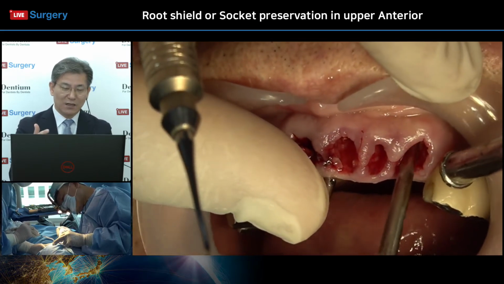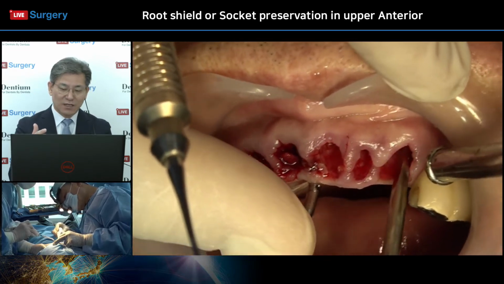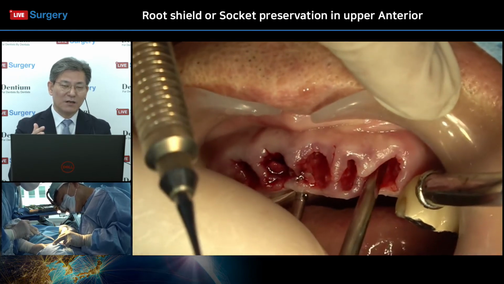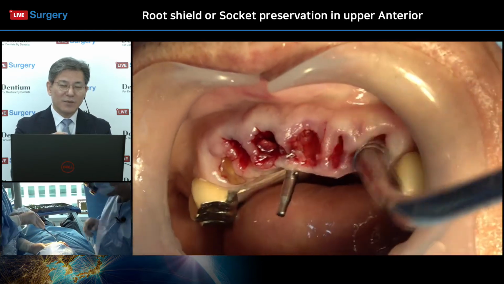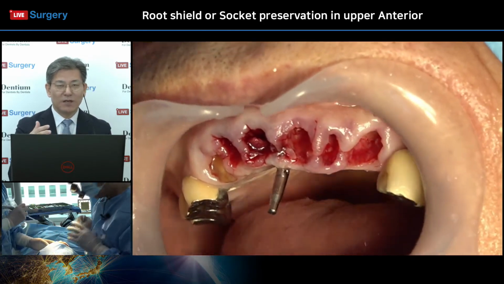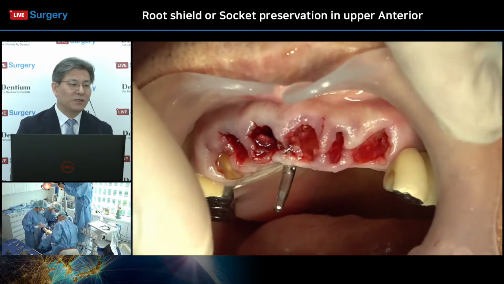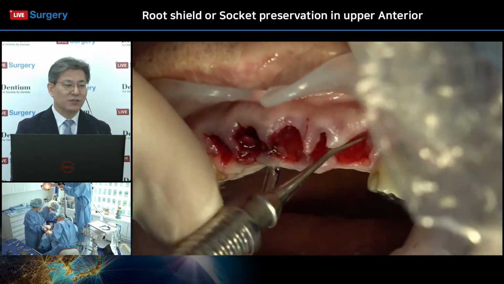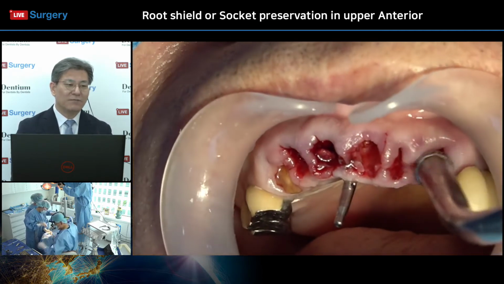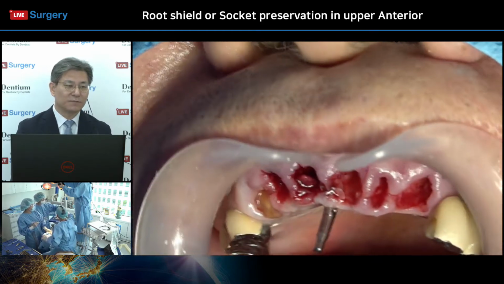So we need a gap between the implant surface and the root sheath. This gap should be a minimum of 1 millimeter. So the estimated implant diameter plus 1 millimeter is the final room for a proper socket shield technique. Until there, we grind out all the lamina of the labial root.